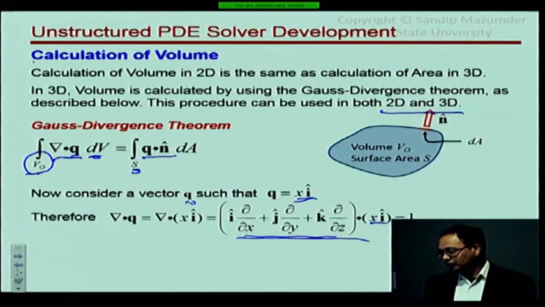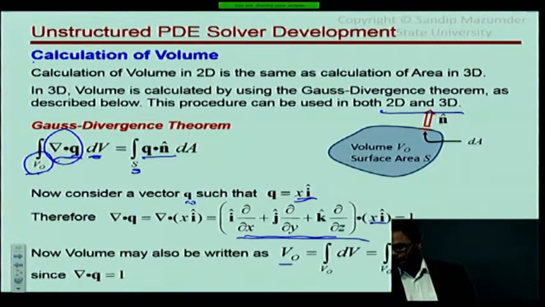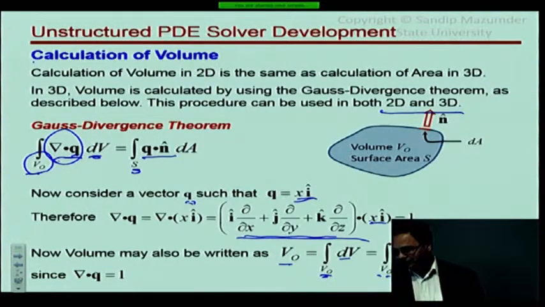So I can now use that and arbitrarily insert it here. Okay. So I can say that the volume of a control volume, which is the integral over V naught of dV, is nothing but the integral over V naught of the divergence of q dV. Why? Because the divergence of q is 1, for the specific case when q is equal to x times i. So I'm arbitrarily inserting it into this integral here.